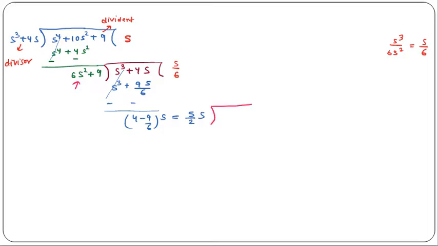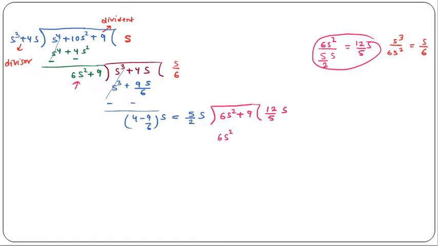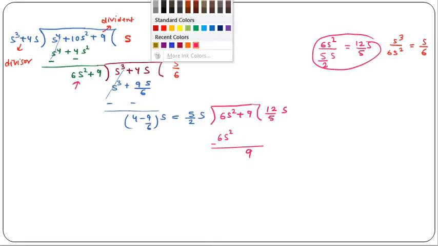So now this 6s square plus 9 will become the dividend. Now we will divide, so we are getting 6s square divided by 5 by 2 into s, so this will be equal to 12 by 5 into s, okay. So it means now the quotient will be 12 by 5 into s. So if we multiply this we are getting 6s square, okay. Then we will subtract, so we are getting 9, okay.